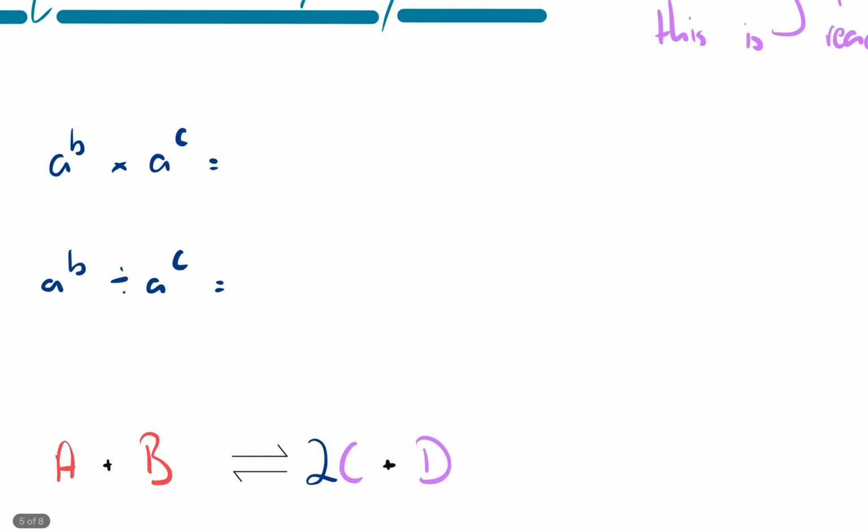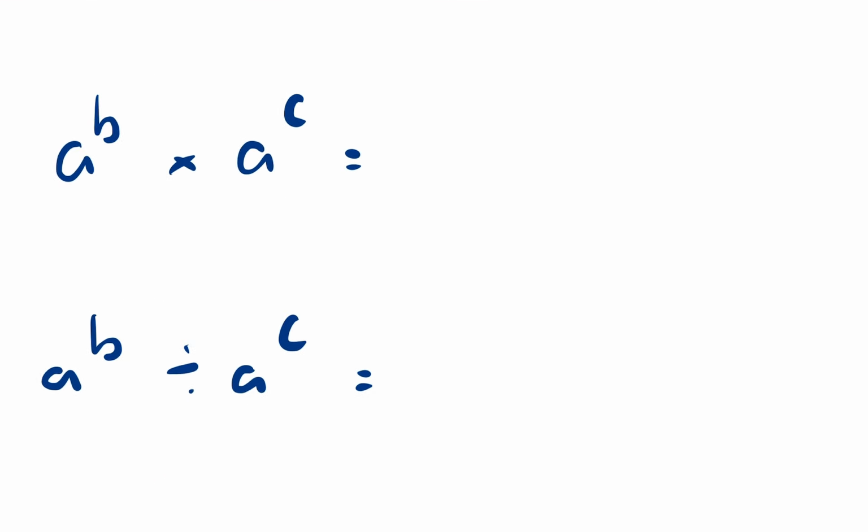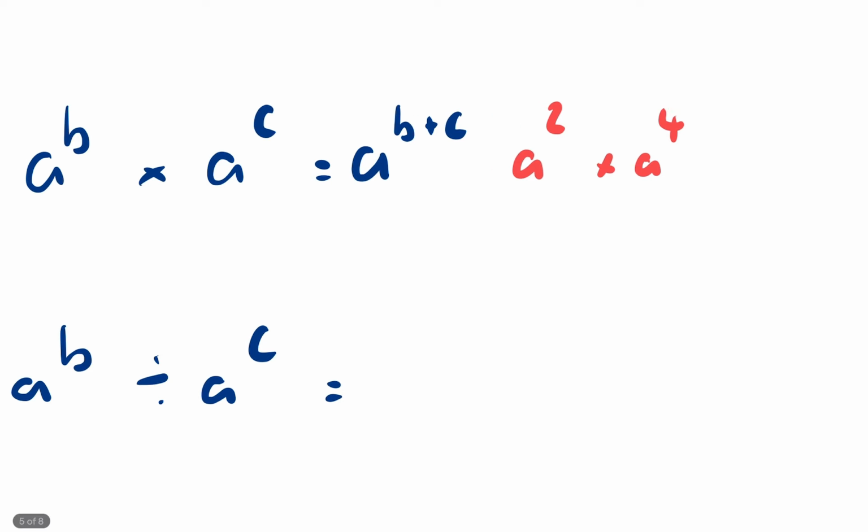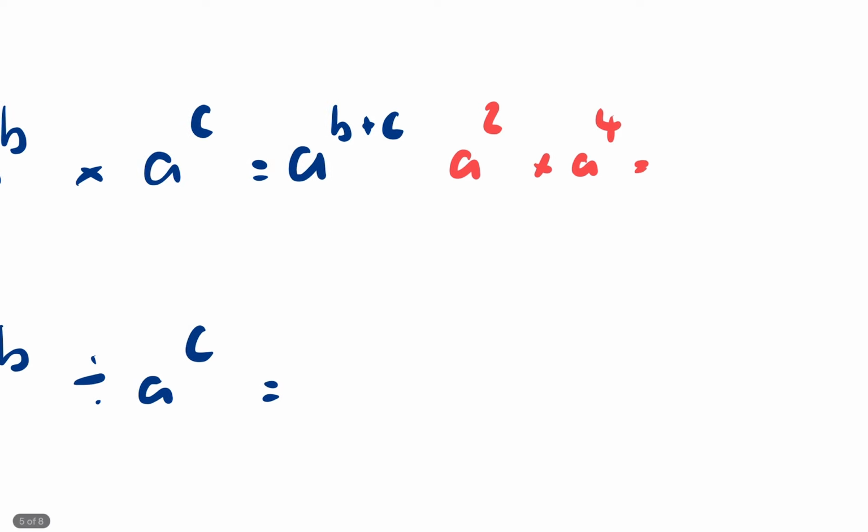So here, a little bit of a refresher on how multiplying and dividing indices work. So here, A to the power of B times A to the power of C would be A to the power of B plus C, right? So if we had a little example here, if we had A squared multiplied by A, multiplied by A to the power of 4, that would be equivalent to A to the power of 6, right?